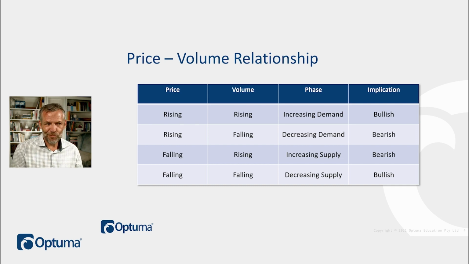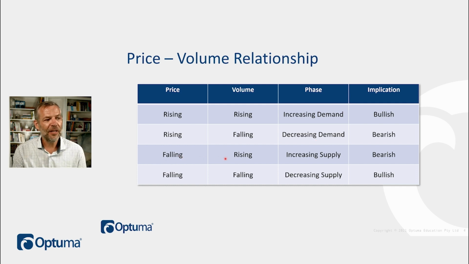So we've got this table here, price volume relationship, printed out. When price is rising and volume's rising, we're in a phase of increasing demand. This is one of the terms we're going to talk a lot more about when it comes to volume analysis: strong demand, strong supply, and weak supply. So demand and supply are really important here. In this phase of increasing demand, the implication is bullish for the market. When we see price rising but volume falling, then yes, there's still demand, but it's decreasing. That's actually a bearish sign, almost like a divergence in some respects.